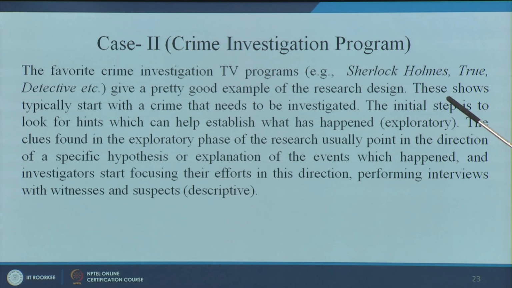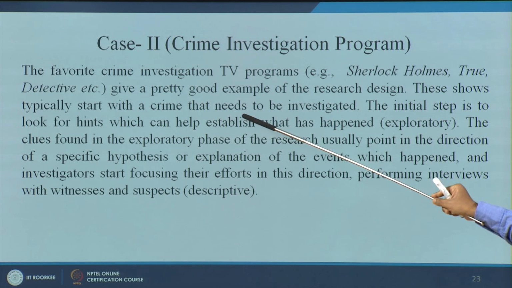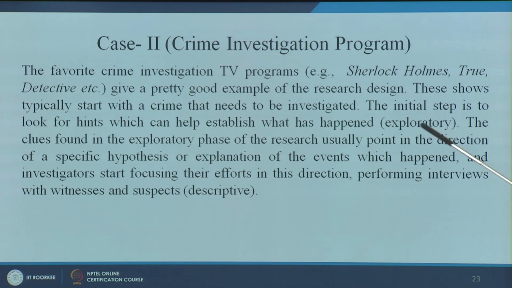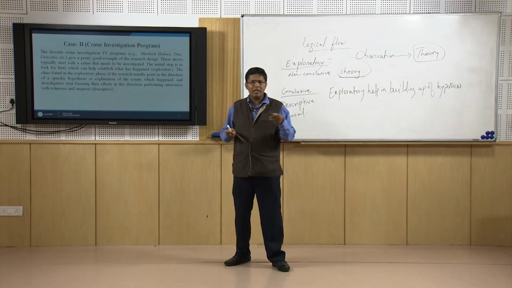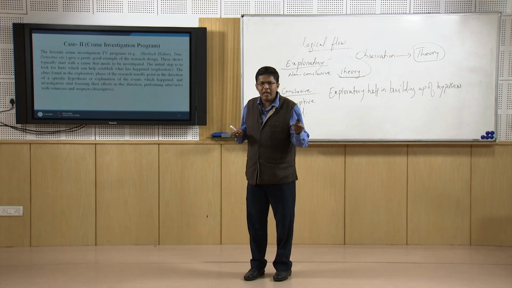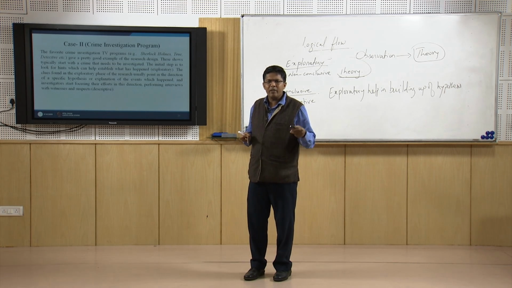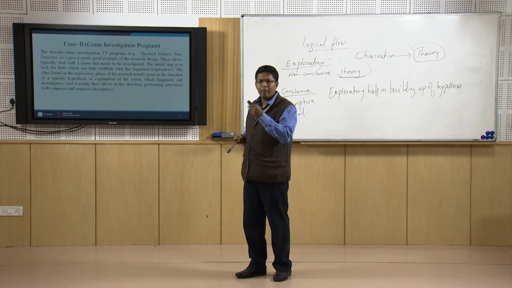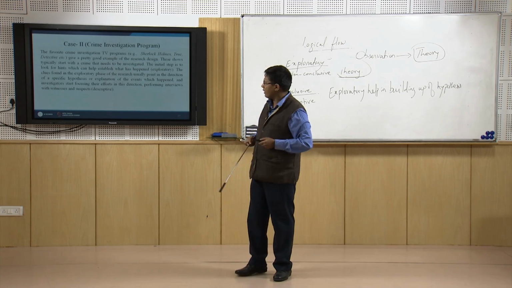One more interesting one is the Sherlock Holmes serials, for example. If you have read the book on Sherlock Holmes, it also gives you a pretty good example of the research design. This shows that typically it starts with a crime that needs to be investigated. The initial step is to look for hints which can help establish what has happened. So, looking for hints, observing, is a way in which you try to explore what is actually the reason, and then from there you move towards building up a hypothesis and then reaching a certain conclusion at the end.